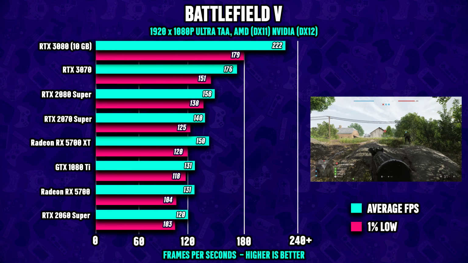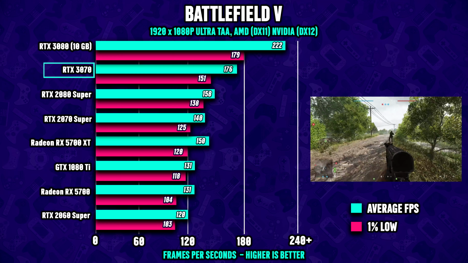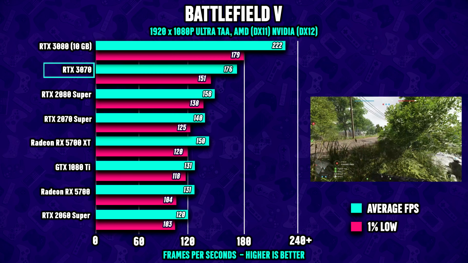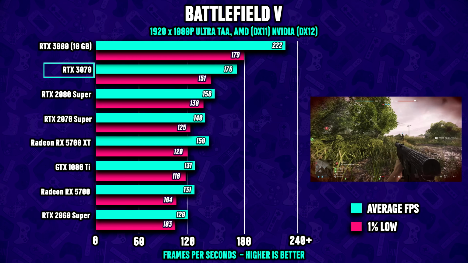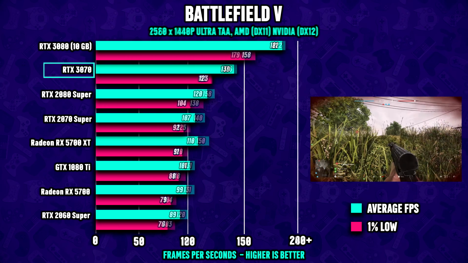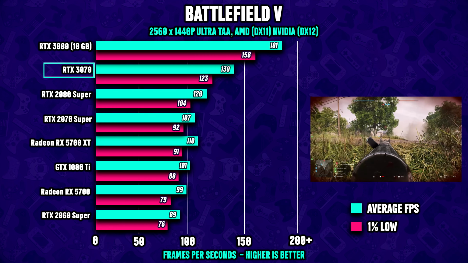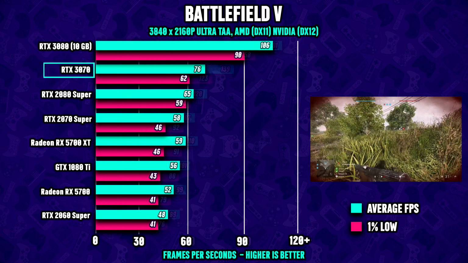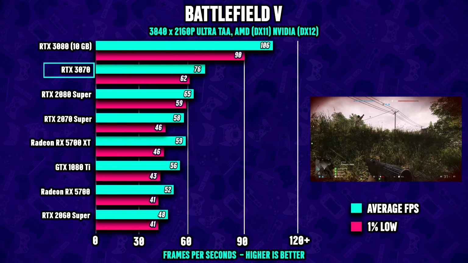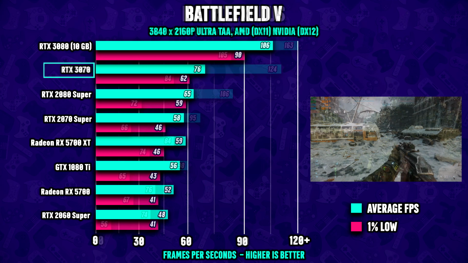Battlefield 5 is up next, and at 1080p we're averaging 170 FPS, and the RTX 3070 is actually about 11% faster than the RTX 2080 Super and 34% faster than the 1080 Ti. Higher resolutions mean that we're putting more load on our graphics card, but even at 4K the 3070 does fantastic, as can be seen.